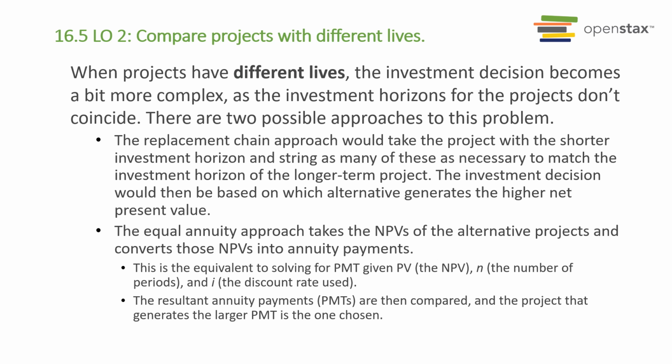The equal annuity approach takes the NPVs of the alternative projects and converts those NPVs into annuity payments. This is equivalent to solving for PMT given PV, or then the NPV, the number of periods, and now the discount rate. The resultant annuity payments are then compared, and the project that generates the larger payment is the one chosen.